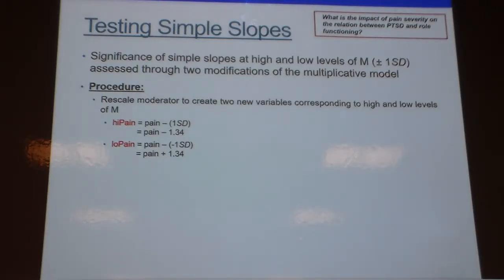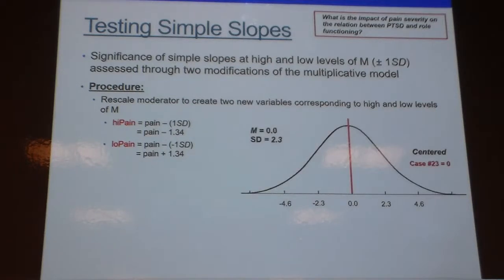What we're going to do is go into our data set and recenter pain so that a zero value corresponds to high levels and low levels, right? Here in our centered variable, we've got centered pain where 0 is equal to the mean. But we're going to create a new variable called high pain, and we're going to subtract a standard deviation from every score. It seems counterintuitive. You'll screw this up, you'll flip this around, but it makes sense if you think about it.